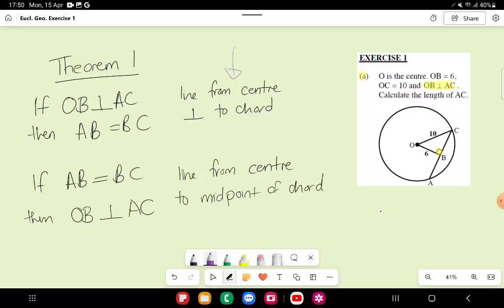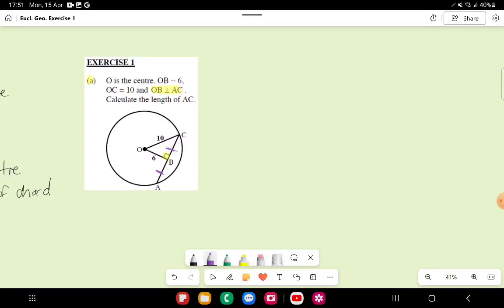Alternatively, if they give you the same sketch, but they don't give you the perpendicular line, and instead give you a line that shows that AB is equal to BC, then OB is perpendicular to AC. So this is the theorem. Let's apply the theorem now to our first question.